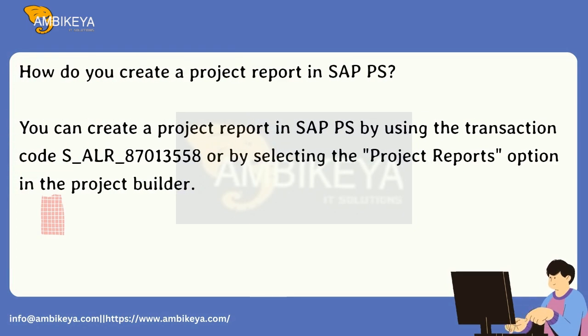How do you create a project report in SAP PS? You can create a project report in SAP PS by using the transaction code S_ALR_87013558 or by selecting the Project Reports option in the Project Builder.